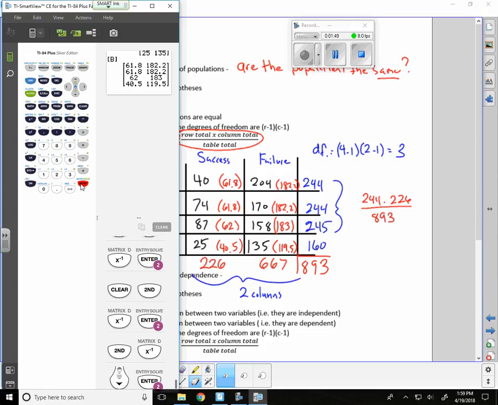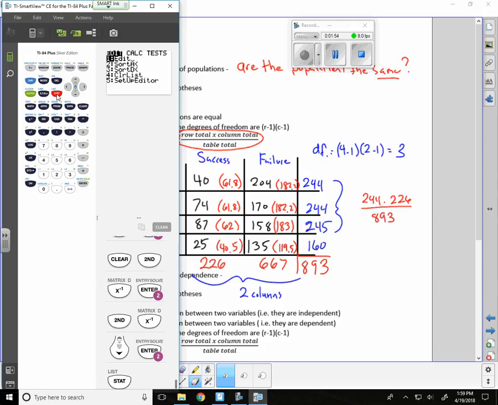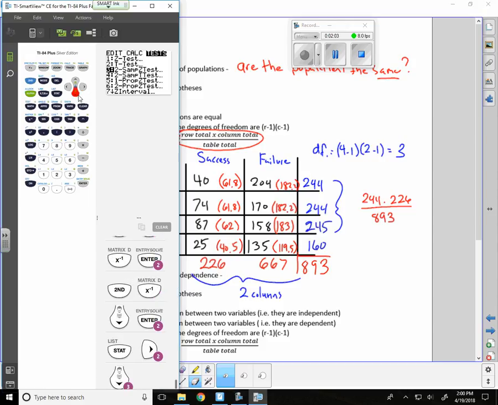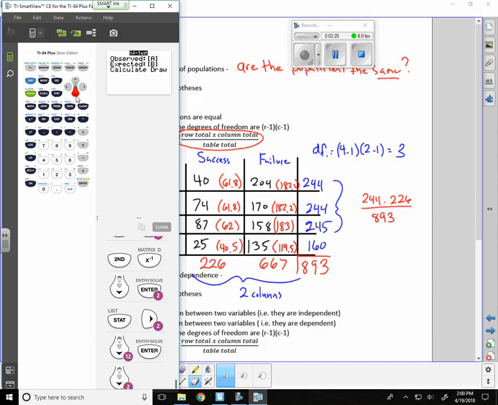So we want to go to stat, and to the right, tests. Chi-squared test. Now that's down away. Some of you are saying number C. Yes, it is number C. There it is, chi-squared test. And we're going to make sure we have it in the right order. Matrix A was our observed and B was our expected. So we're going to go down and calculate this statistic now.